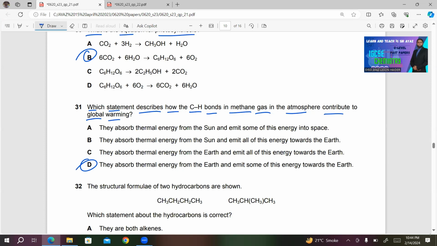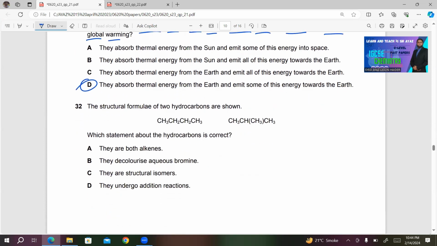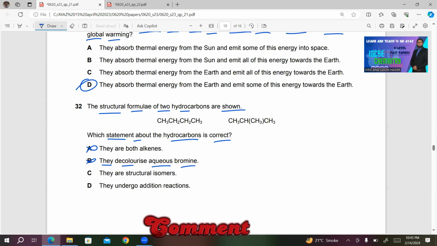32. The structural formulas of two hydrocarbons are shown. These are the two hydrocarbons. Which statement about the hydrocarbons is correct? A, they are both alkenes. No, they are not alkenes, so this is incorrect. B, they decolorize aqueous bromine. This is also incorrect. They don't have any carbon-carbon double bond.